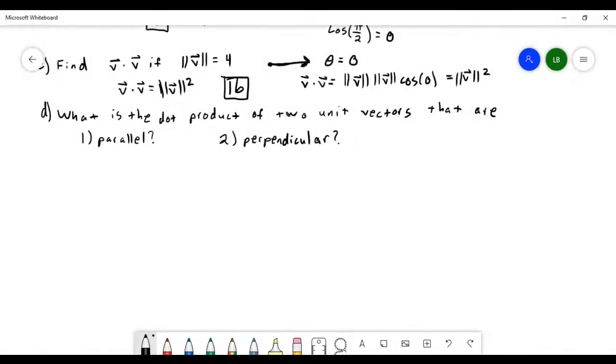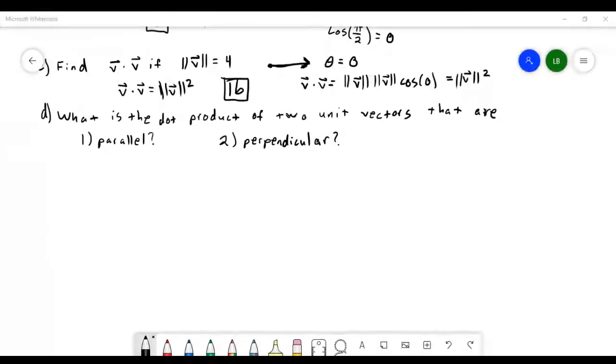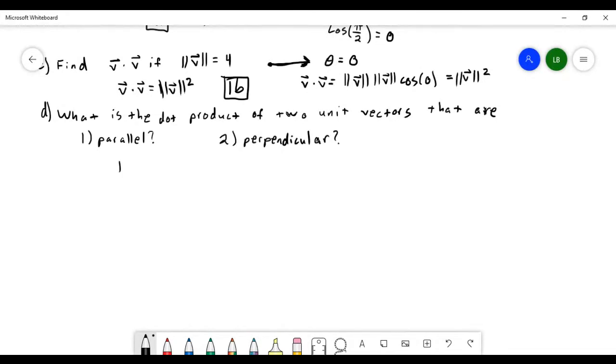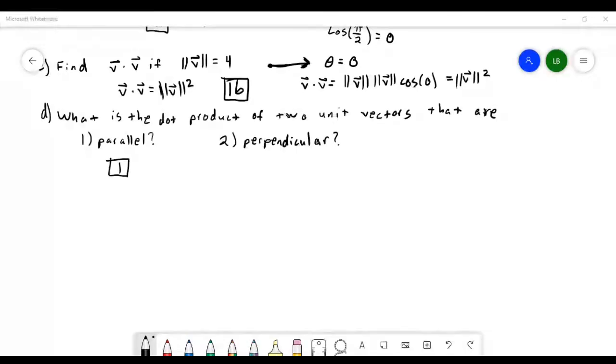All right. The dot product of two unit vectors that are parallel, let's see, you answered this earlier. For two parallel unit vectors, it will be 1. And again, that's the same principle as in part C. They're going in the same direction, so the angle between them is 0. Since they each have a magnitude of 1, 1 squared is just 1. What about for perpendicular unit vectors?